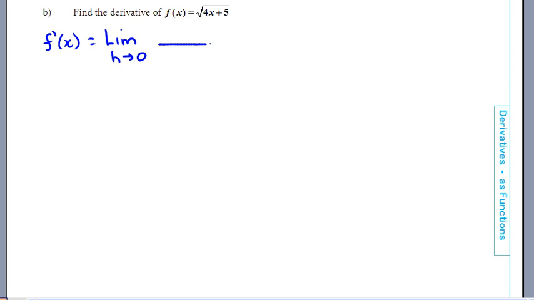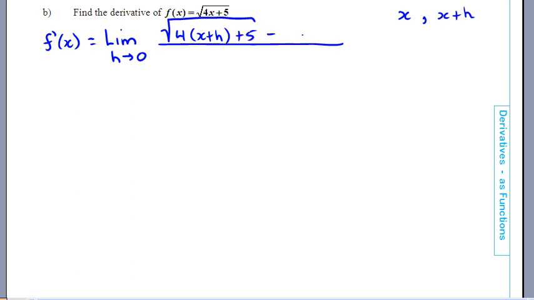Okay, I've got two different x values. The x values are x, right? That's one of them. And the other one is x plus h. And I need to put those into the function to see what I get. Looking at putting in the second one first, because that's how we did it in grade 10. We went y2 minus y1. I'm going to have the square root of 4 times x plus h, then add 5. Take away. Now let's put in the first x value. Square root of 4x plus 5, all sitting on top of just an h.